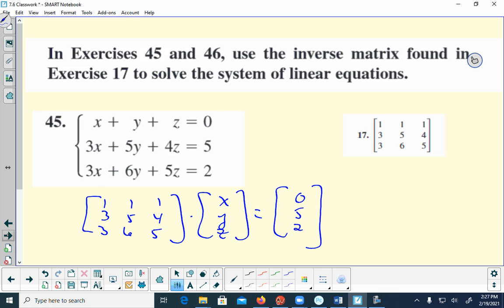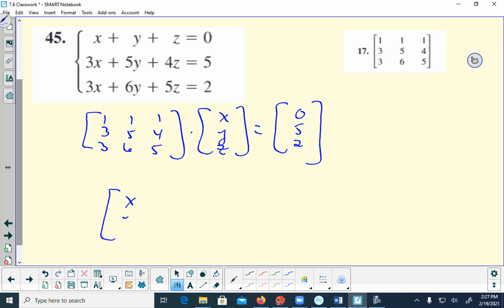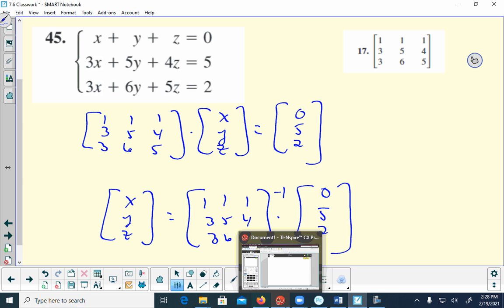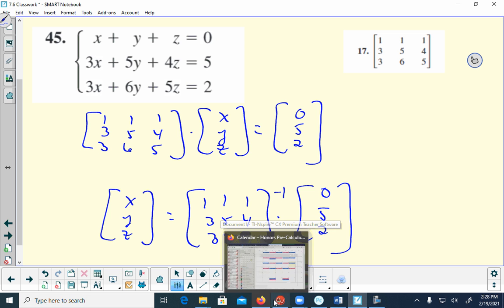So to solve this, to find out what x, y, and z are equal to, I'm going to take the inverse of my 3 by 3, which if it doesn't ask me to write the inverse, I'm not going to write it down. And I'm going to multiply it by 0, 5, and 2. So this is what this looks like on the calculator, because this will be a calculator problem. You will have to find the inverse of a 3 by 3 by hand on your test and on your quiz, but once you do that, to solve these, you can use your calculator for the rest of them, and we'll be very specific in our directions.